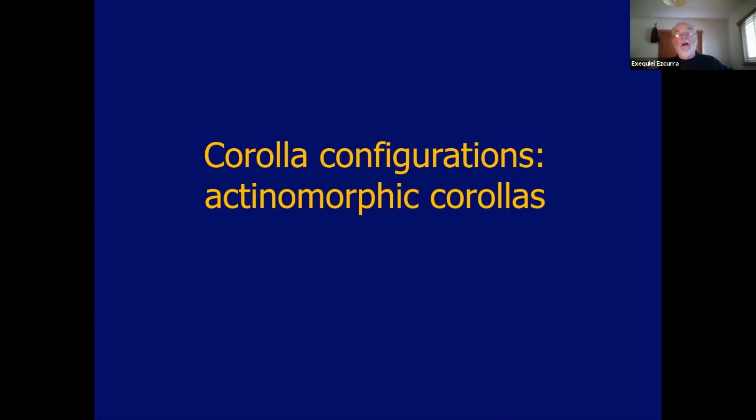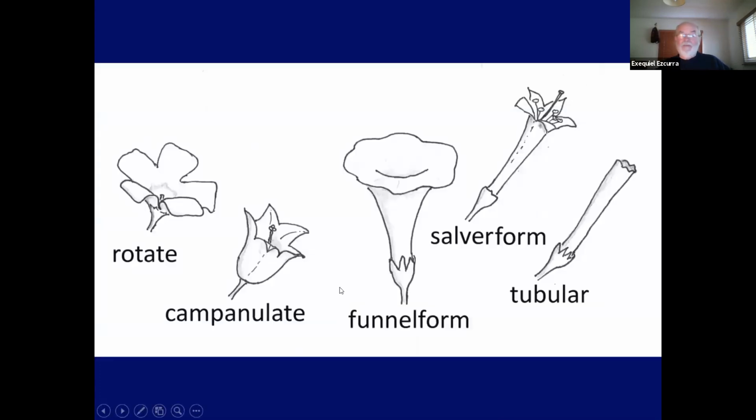Zygomorphic corollas are corollas that have only one plane of symmetry. One half of the corolla is a mirror image of the other half of the corolla. Now, in the case of actinomorphic corollas, there is a whole complicated set of names for different types of corolla, especially if the petals are fused.